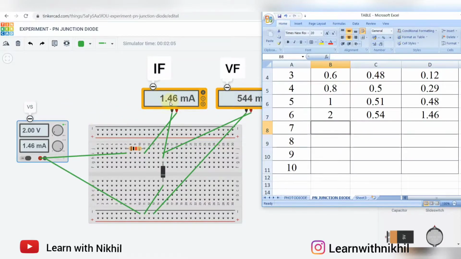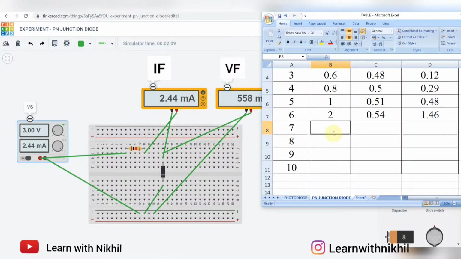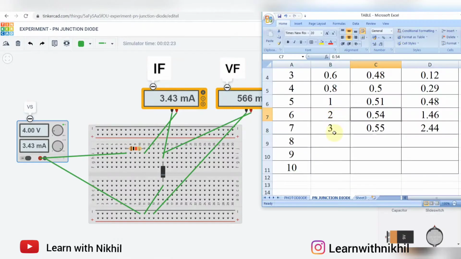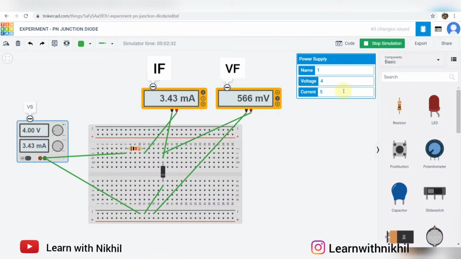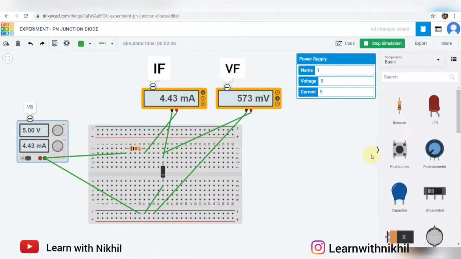So like this you have to take the readings with 2 decimals, increasing the voltage at the amount of 2. So you can increase it to 4, 5, you have to take 10 readings. So as you can see, I am noting down the VF and IF by varying the supply voltage, that is VS.